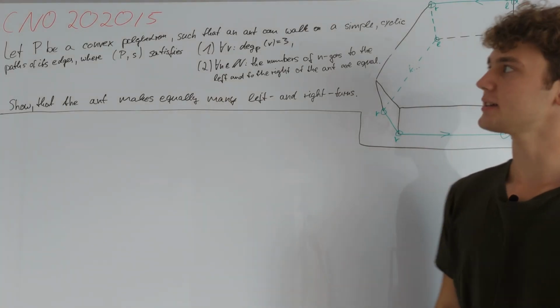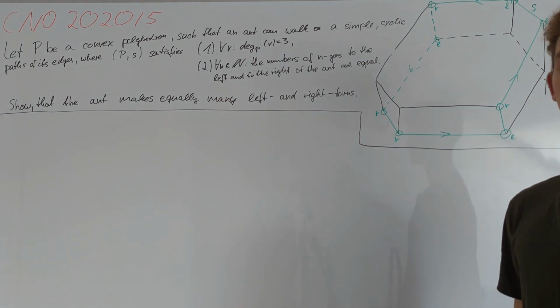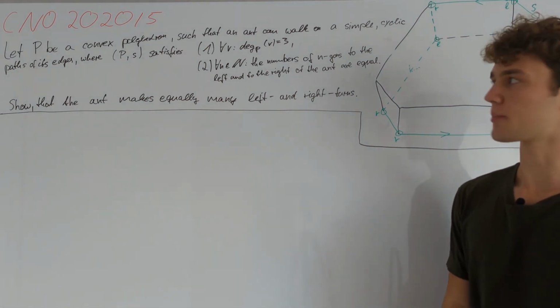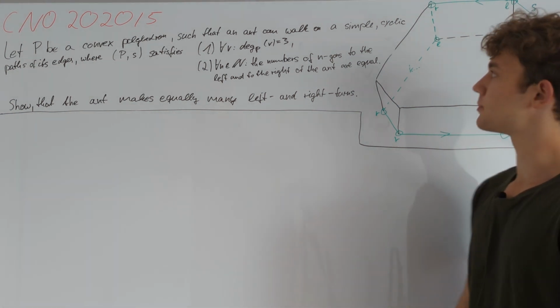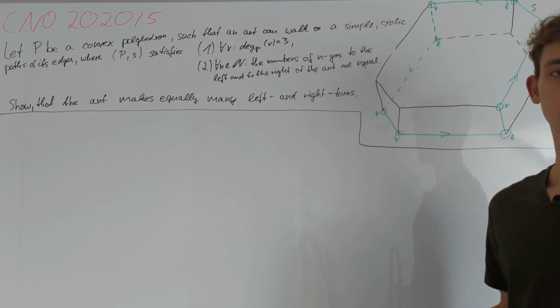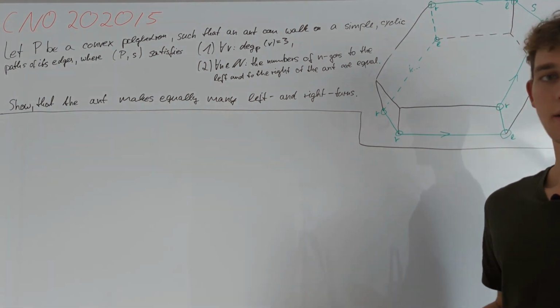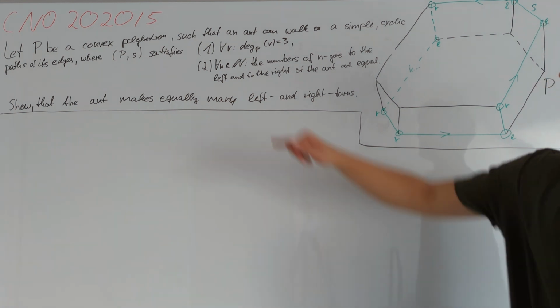Today I want to present a solution to Chinese National Olympiad 2020 problem 5. Firstly, we'll take a look at the problem statement. Let P be a convex polyhedron such that an ant can walk on a simple cyclic path S of its edges, where the pair P, S satisfies the two following properties.